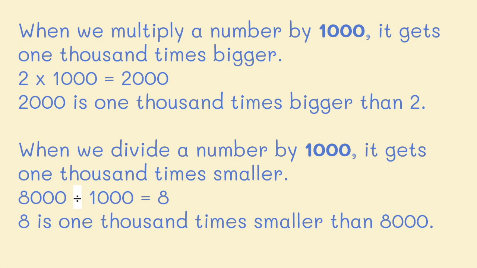Finally, when we multiply a number by 1,000, it gets, you guessed it, 1,000 times bigger. 2 times 1,000 is 2,000. 2,000 is 1,000 times bigger than 2. When we divide a number by 1,000, it gets 1,000 times smaller. 8,000 divided by 1,000 is equal to 8. 8 is 1,000 times smaller than 8,000.